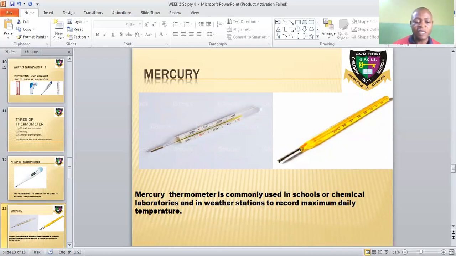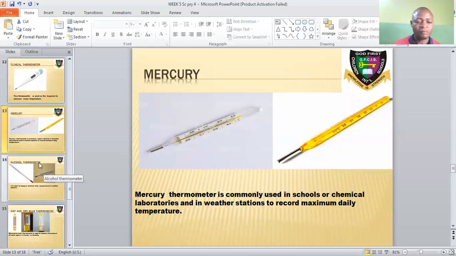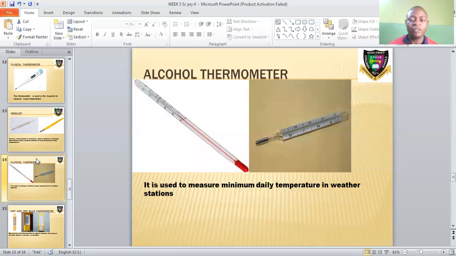Now, the next one is the alcohol thermometer. Don't forget, the alcohol thermometer is used to take the minimum daily temperature in weather stations. Again, it is used to measure the minimum daily temperature in weather stations.